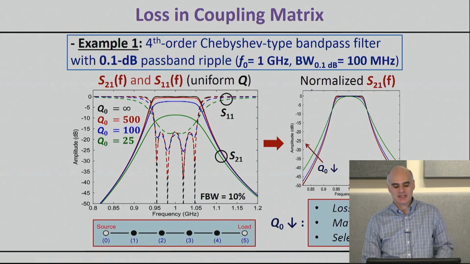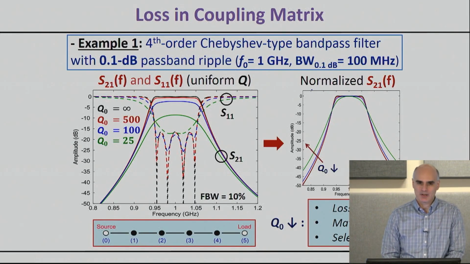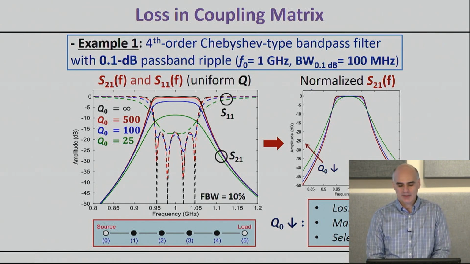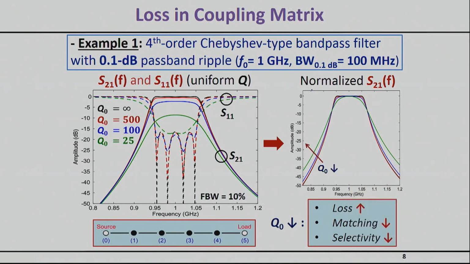All right, now let's see some specific examples that will allow us to make better assessments of the impact of the unloaded Q on the filter performance. So here's an example of a fourth order classical Chebyshev filter. The coupling diagram is shown right here, as we have discussed in the past.